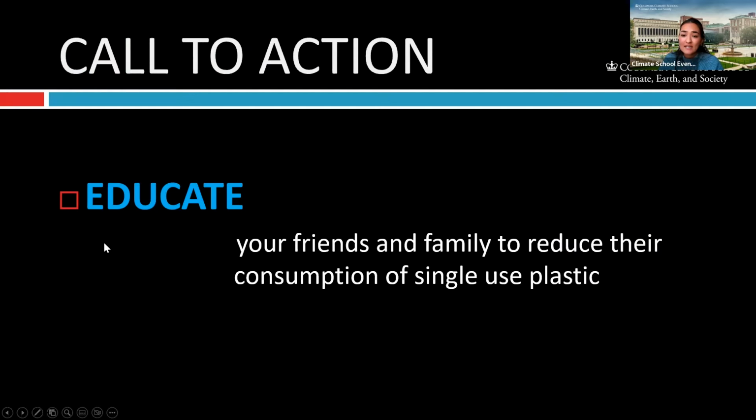And finally, it is just so critical to educate your students, your friends, and your family to reduce their own consumption of single-use plastic. So individual actions cause ripples of change. If you're passionate, if you're motivated and focused on this solution, then you can inspire your whole community, and then your impact will be larger than just yourself.